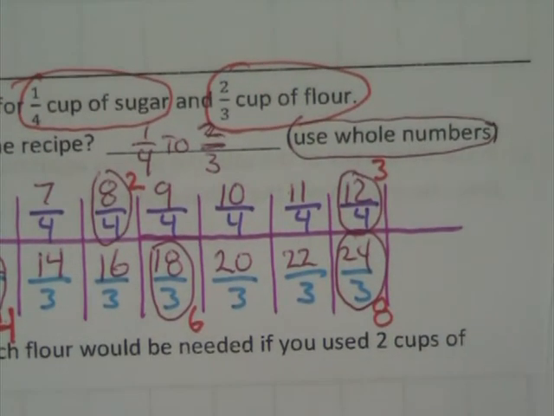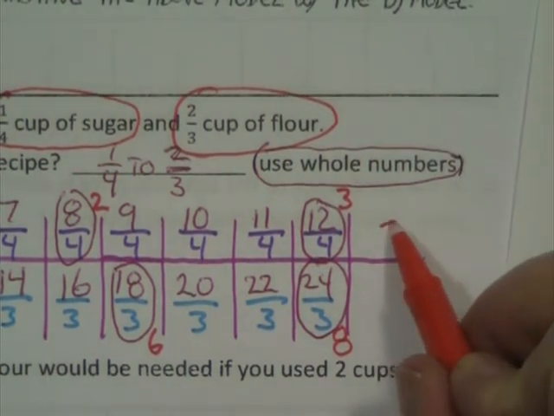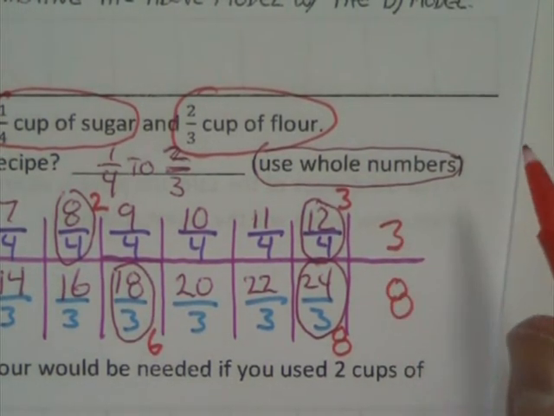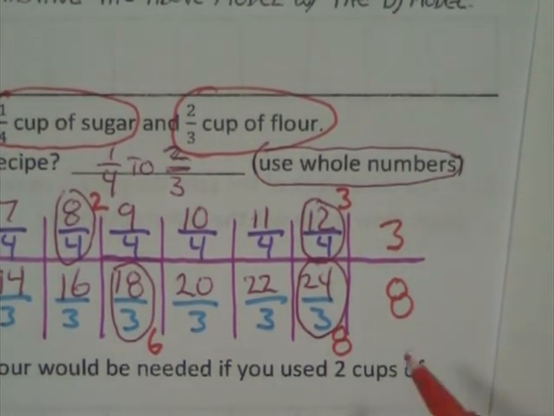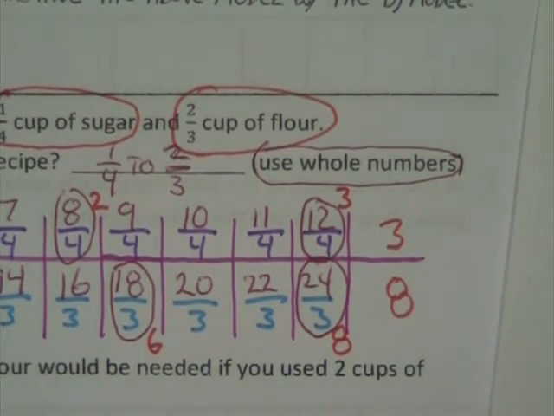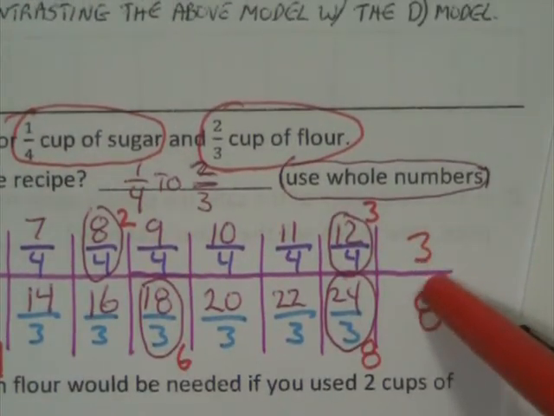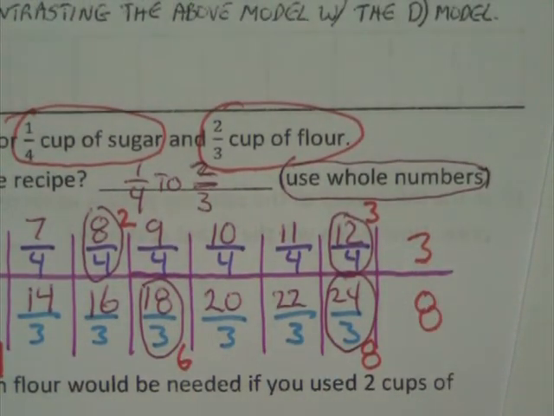So the ratio could be written as 3 to 8. Okay, using whole numbers, it would be 3 to 8. Now in the exam, you won't have to do that. You just got to figure out this part. Now this helps us for the next question.